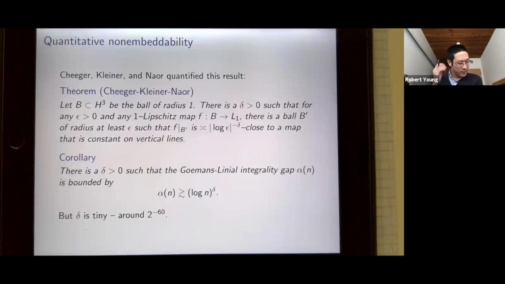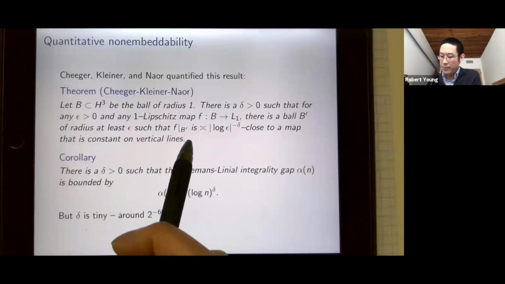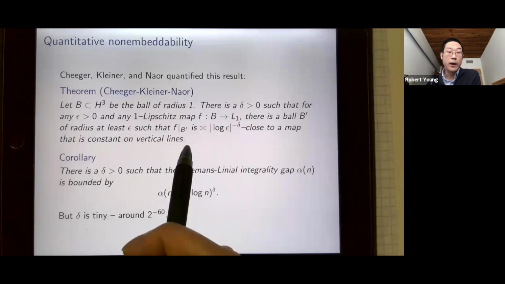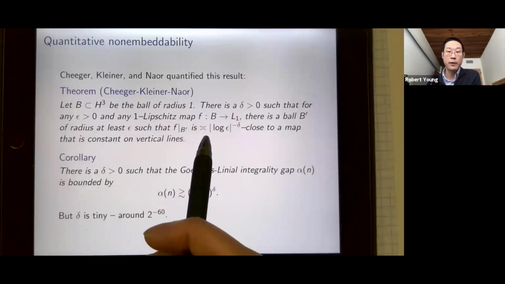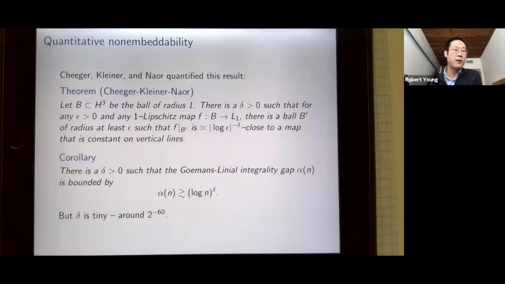But if you remember at the beginning, I said that Assaf and I had proven a sharp exponent on this bound. So how do you go from this tiny 2 to the minus 60 exponent to 1/2? Very roughly speaking, this argument finds a ball on which all the vertical lines collapse. This argument finds a single ball where the map is close to a map that collapses every pair of vertically separated points inside that small ball.